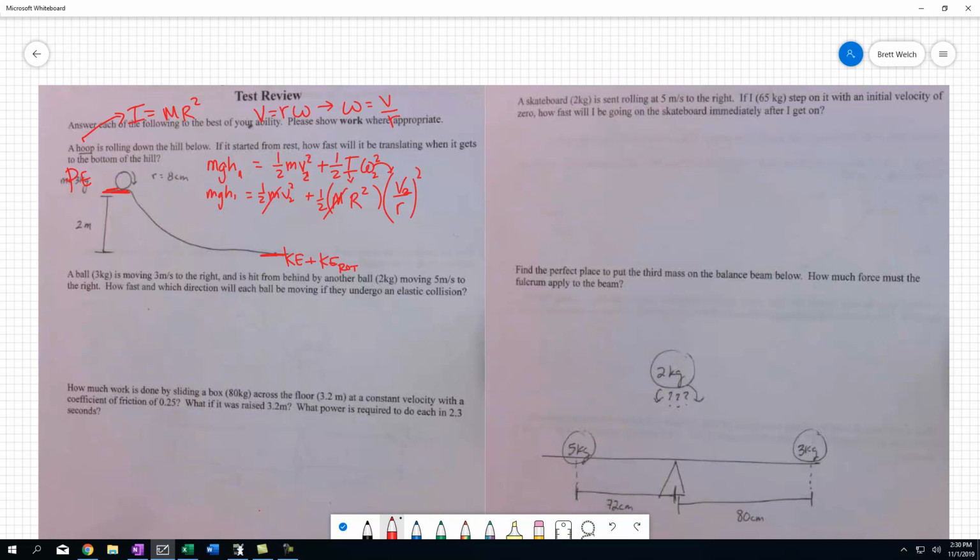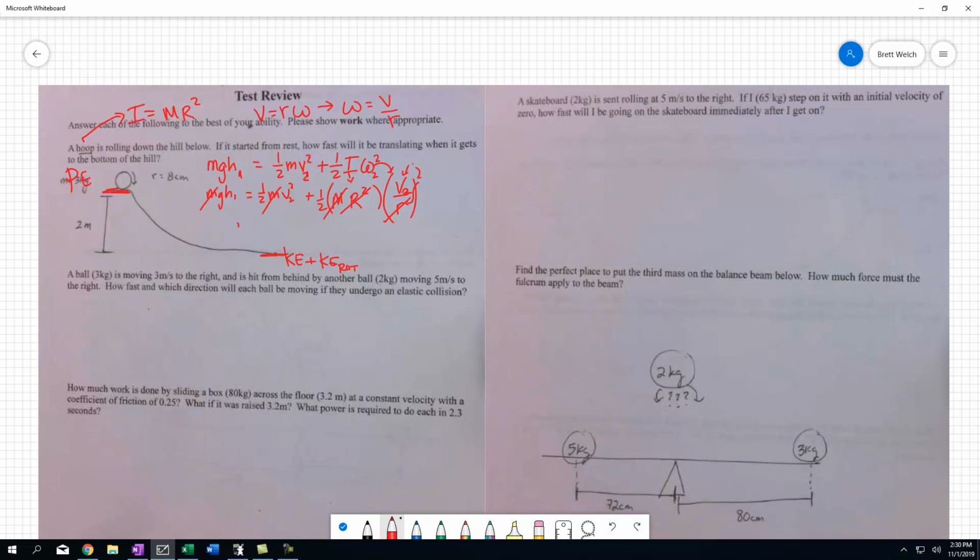The masses should all cancel. And then this squared is going to go to the V and down to the R. So this r squared and this r squared will cancel. So even though I gave you the mass and the radius of the hoop, you don't need either of them.